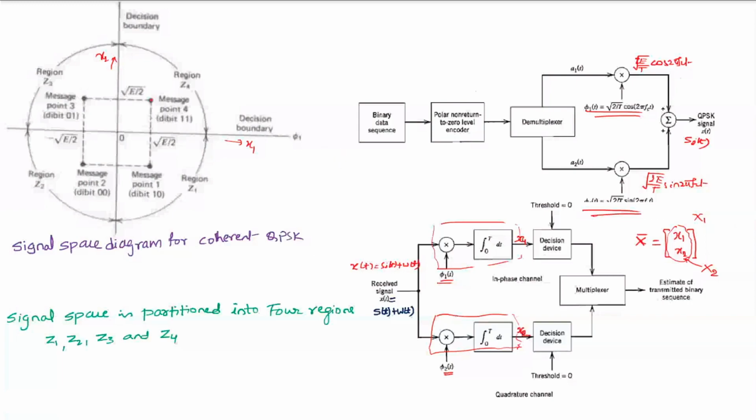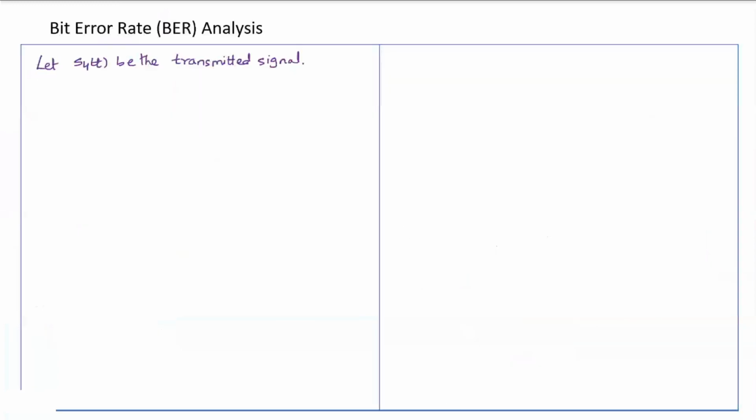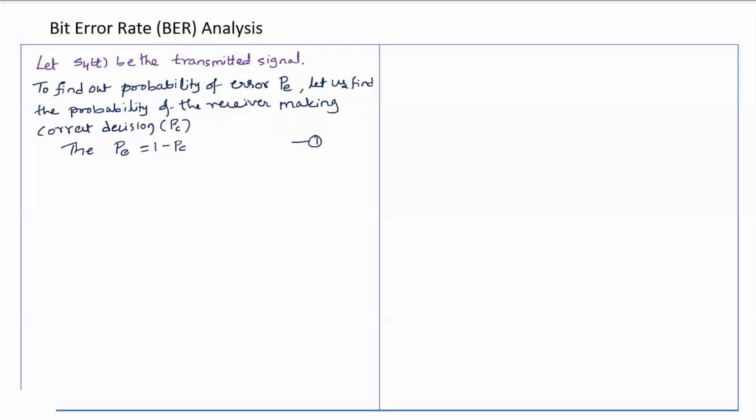For that, we evaluate the probability of error of that system. If we talk about QPSK, we can evaluate how minimum a probability of error it can have. So for that, we take a signal S4 of t to find the bit error rate. Our main intention is to find the bit error rate. To find the probability of error, let us find the probability of receiving correctly. Probability of error is the receiver making a wrong decision.